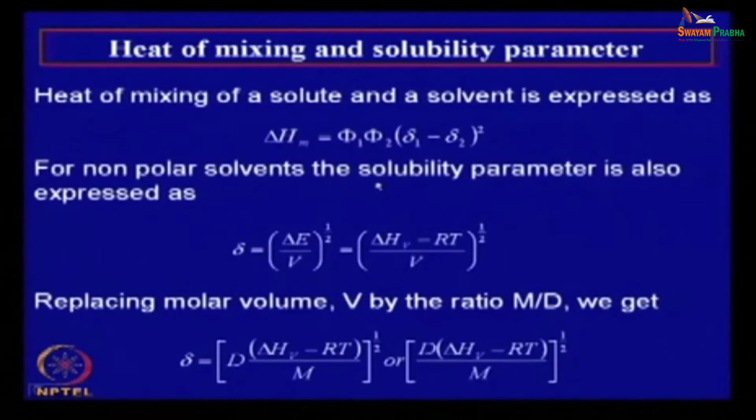Now, for non-polar solvents, the solubility parameter is also expressed as you have seen earlier, it is the heat of vaporization per unit volume, then delta is equal to delta H v minus R T by V. Replacing molar volume V by the ratio m by d, with a simple derivation we get this relation, where d is the density, delta H v is the heat of vaporization, R is the gas constant, T is the temperature in Kelvin, and m is the molecular weight of the repeat unit of the polymer.